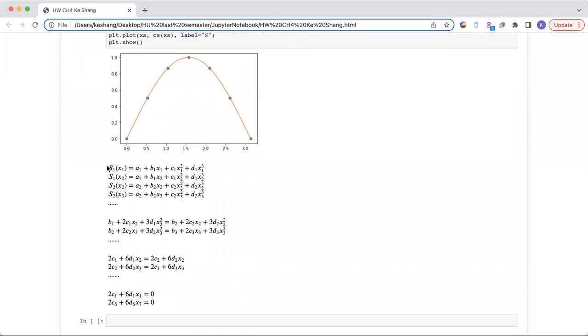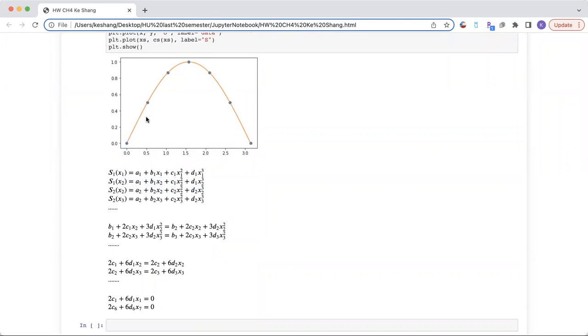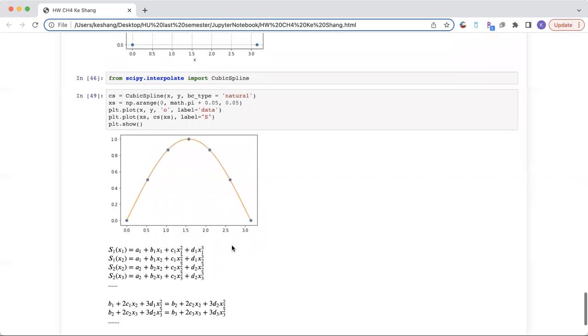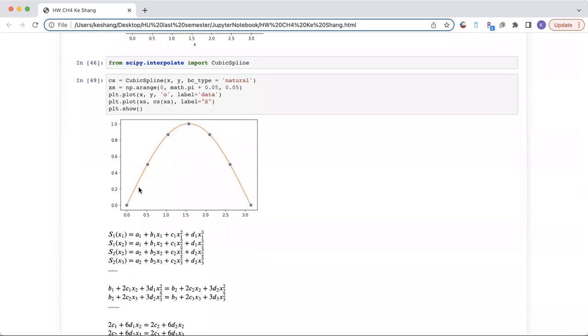I have already listed our equations in this part. We have a lot of equations, since we have 1, 2, 3, 4, 5, 6 different segments, so the equations would become a very large set. So I use SciPy to do the calculations. This is our result here, and I have plotted our result in the graph.